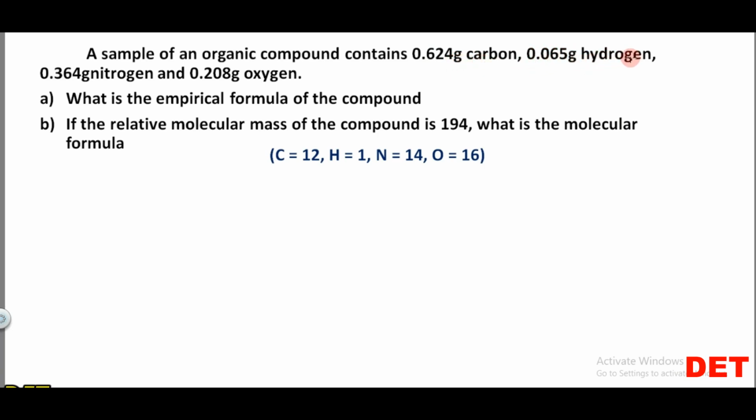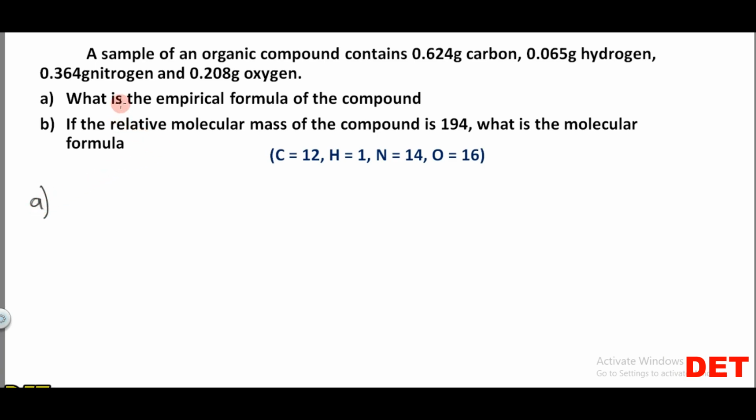So again, the question is, a sample of an organic compound contains 0.624 gram carbon, 0.065 gram hydrogen, 0.364 gram nitrogen, and 0.208 gram oxygen. A. What is the empirical formula of the compound? So the first thing that we want to do here is to answer A, to look for the empirical formula.